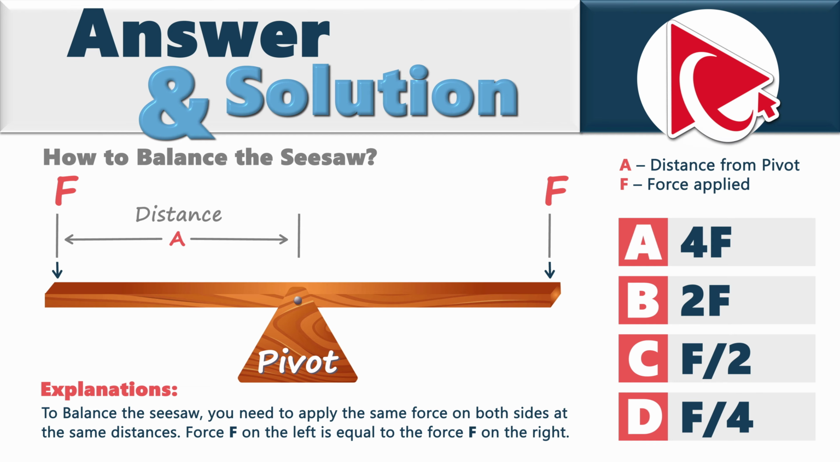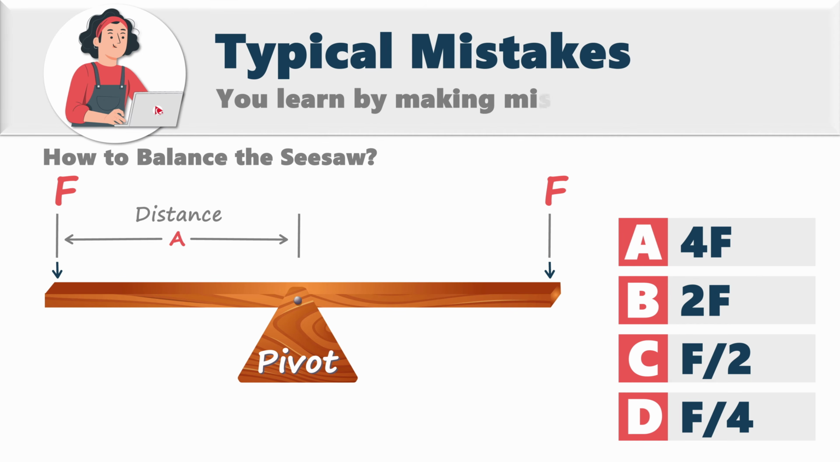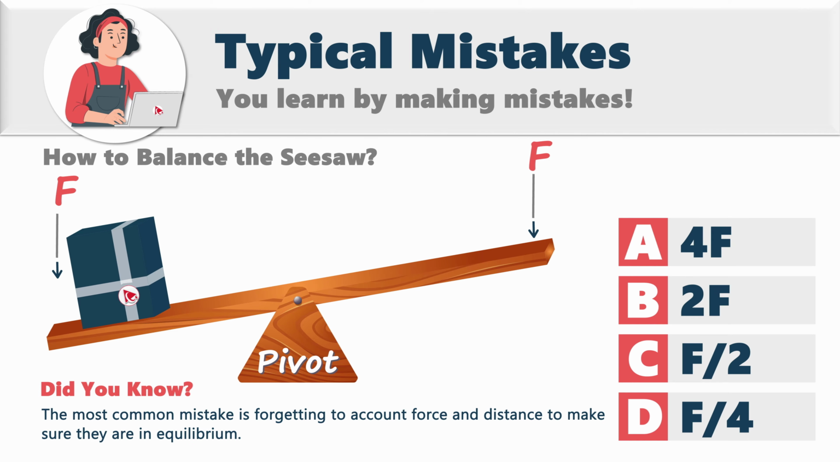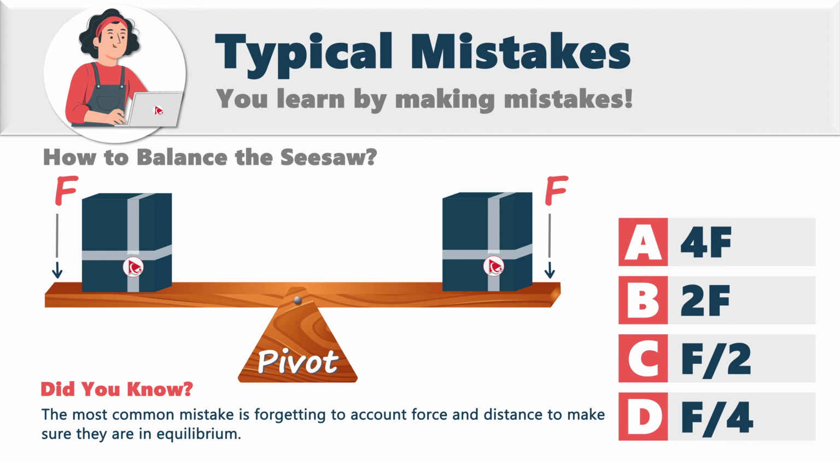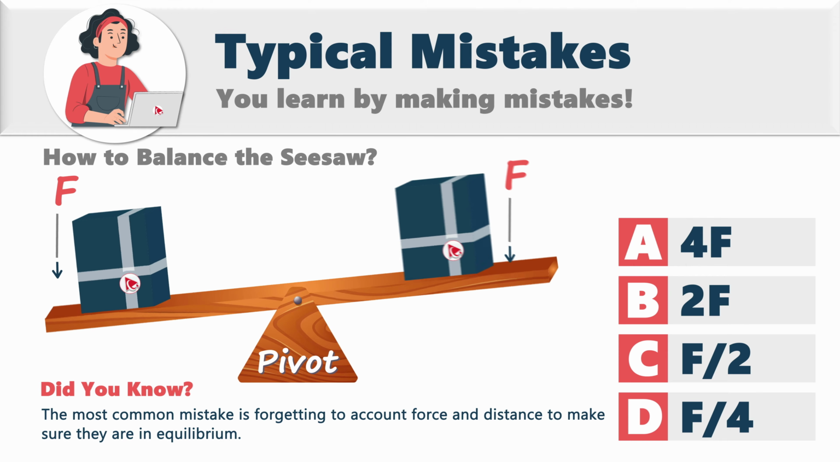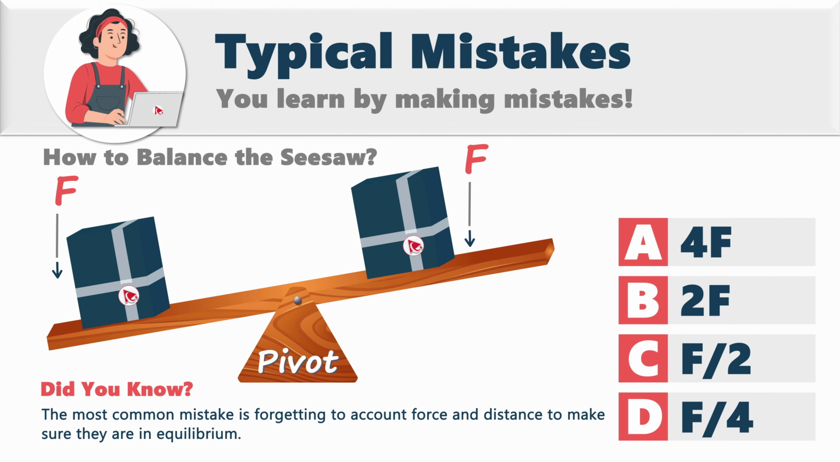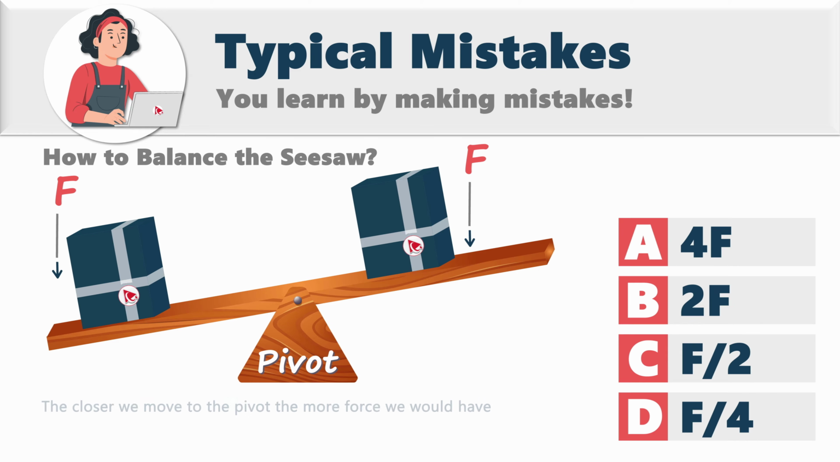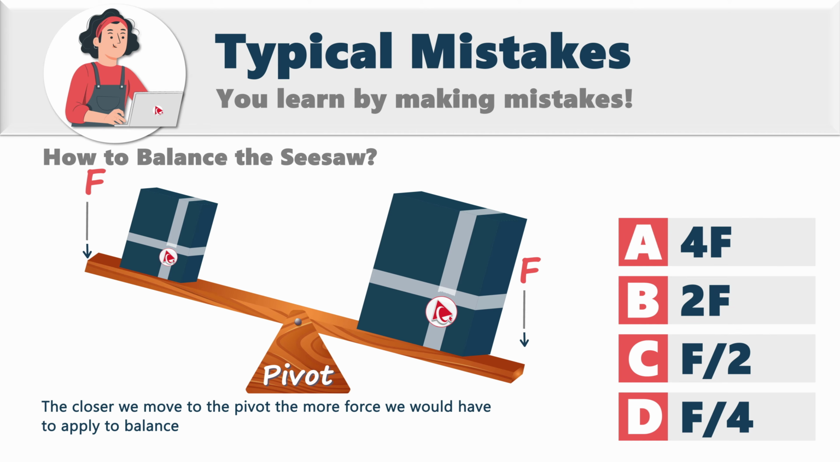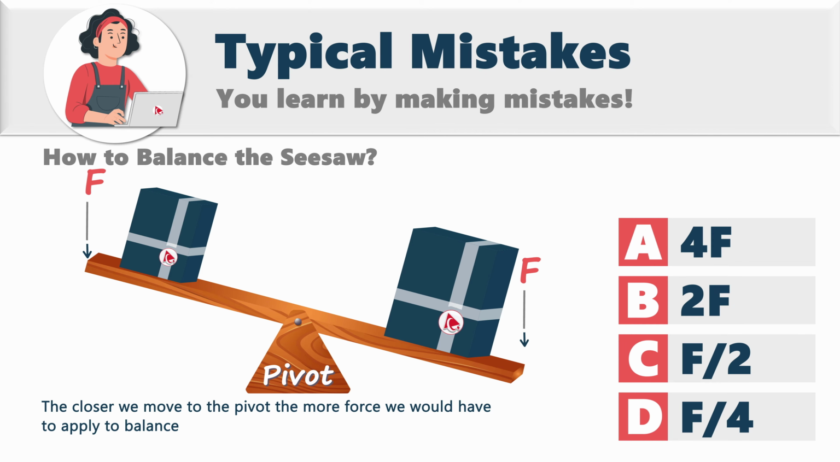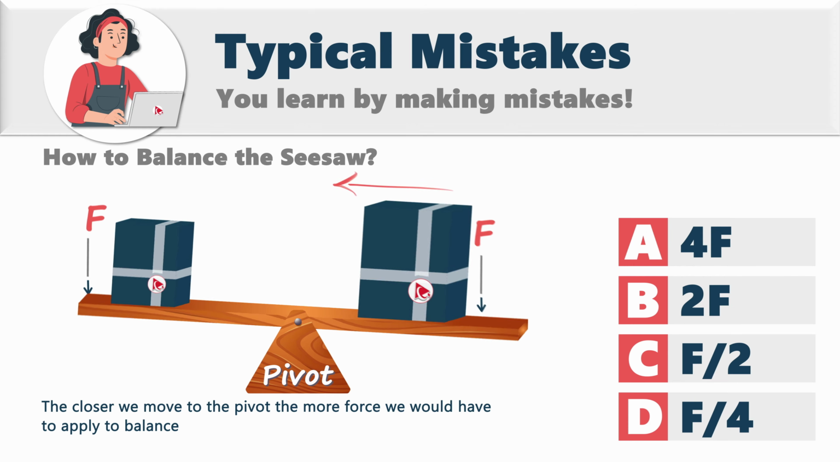Are you interested to learn about the most common mistakes people make answering this question? I think you should be, and the most common mistake is forgetting to account for force and distance to make sure they are in equilibrium. What does it mean? If you change the weight of the objects on the seesaw, or if you change the distance, the balance of the seesaw will change as well. In fact, the closer we move to the pivot, the more force we would have to apply to balance, which means that we should use heavier objects to reach the equilibrium. For example, if we have two boxes on the seesaw, one heavier than the other, you would need to move the heavier box closer to the pivot to balance the seesaw.